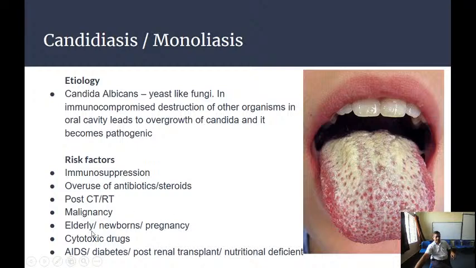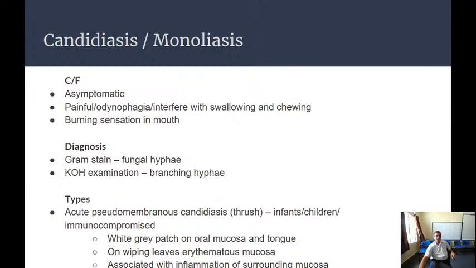And sometimes newborns, people on cytotoxic drugs, AIDS, these are the immunocompromised conditions. So they appear as white patch on the tongue and usually asymptomatic, sometimes burning sensation in the mouth.